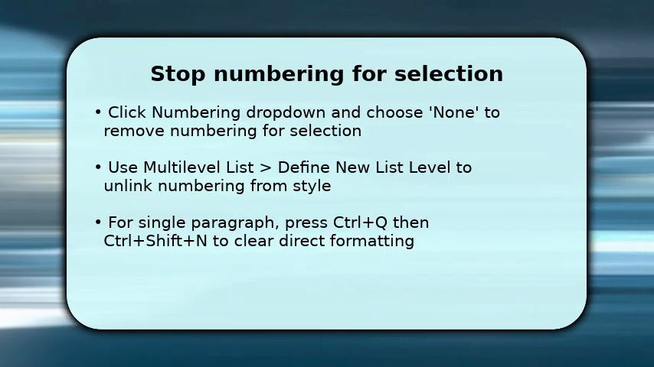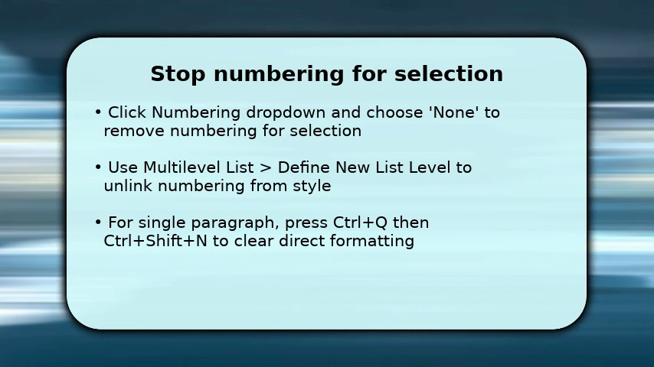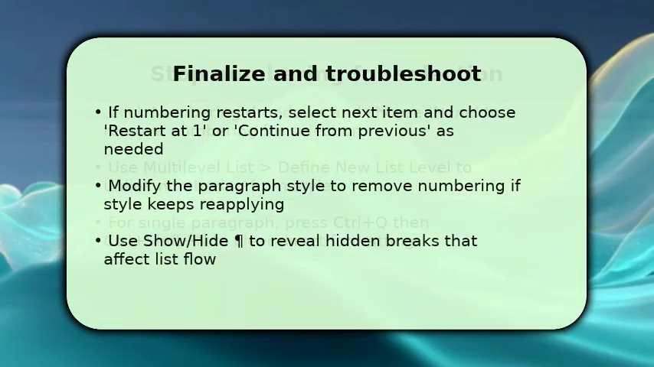This strips numbering that was applied directly. Make sure to inspect adjacent paragraphs. Word can continue numbering across paragraphs unless you break the list. Finish by checking the whole document for unintended list continuations.